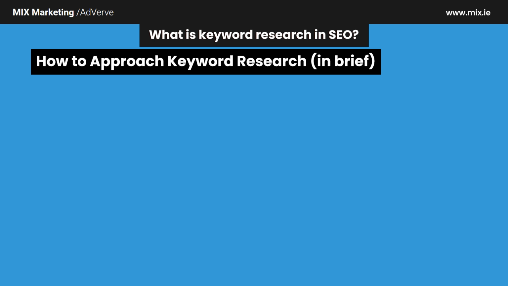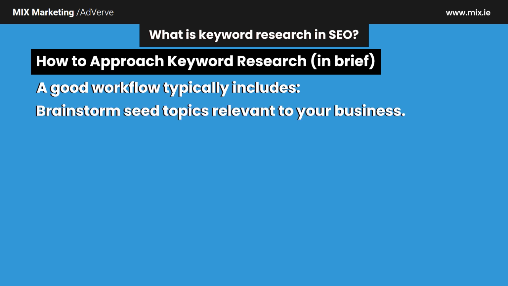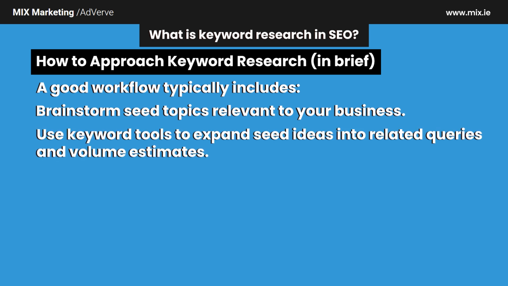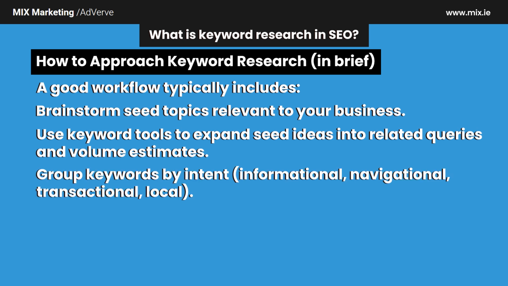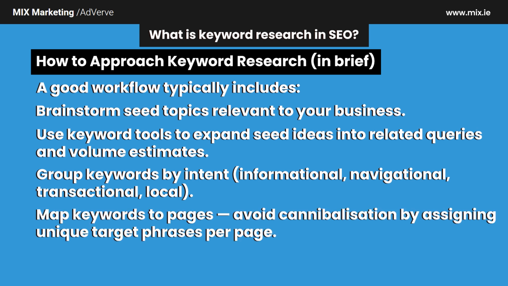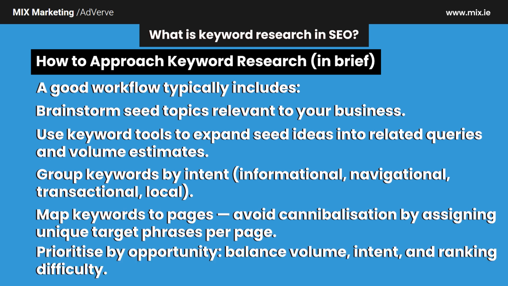How to approach keyword research, in brief. A good workflow typically includes: brainstorm seed topics relevant to your business. Use keyword tools to expand seed ideas into related queries and volume estimates. Group keywords by intent: informational, navigational, transactional, local. Map keywords to pages, avoid cannibalization by assigning unique target phrases per page. Prioritize by opportunity, balance volume, intent, and ranking difficulty.